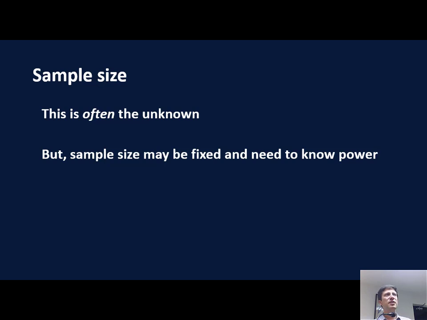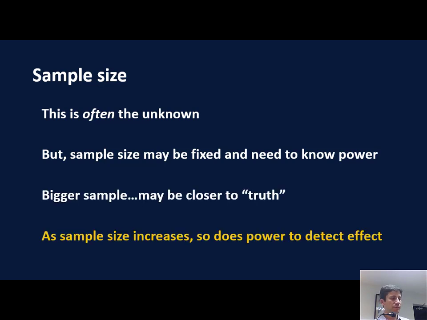So, as we said at the beginning, oftentimes we make some assumptions, 80% power, 5% alpha, we want to detect a 20% effect, and we're solving for sample size. However, it can be fixed, and power may be the unknown. A bigger sample may get us closer to the truth, right? At the beginning, we talked about sampling from our target population. So if we're able to sample more people from our target population, in many cases, we're more likely to approximate an actual random sampling of those folks.